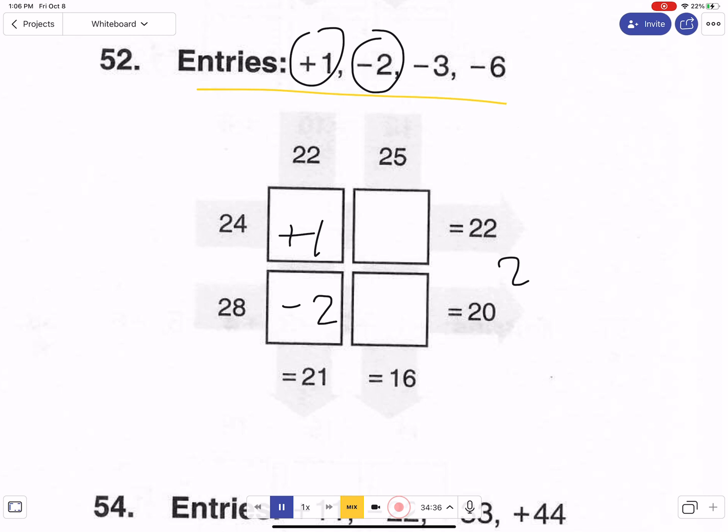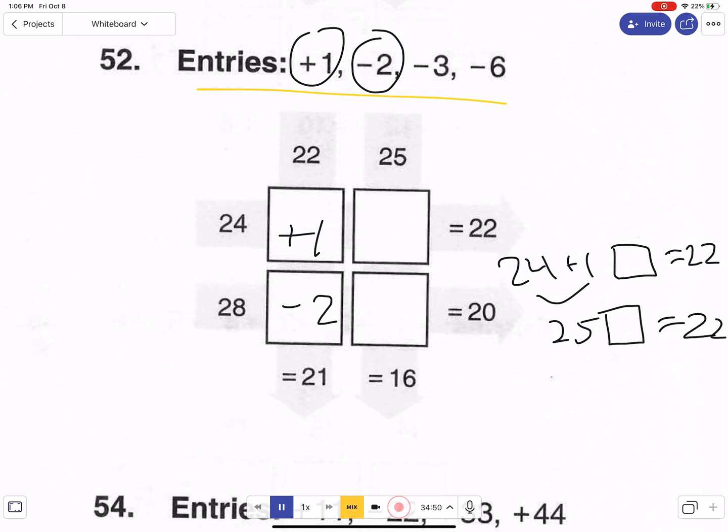Okay, so let's work on the first row. There's a box equals 22. So this would be 25, box equals 22. So again, from 25 to 22, you're gonna have to subtract something. So you subtract 3. 25 minus 3 equals 22. So negative 3 would go right there. And our only last one is minus 6.